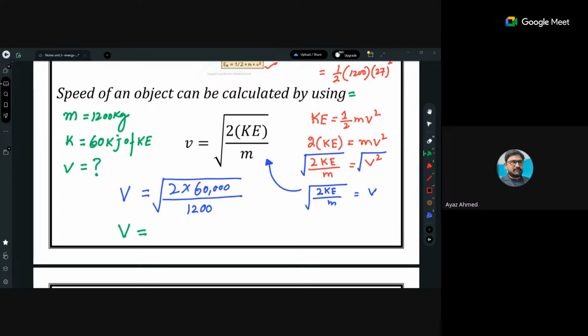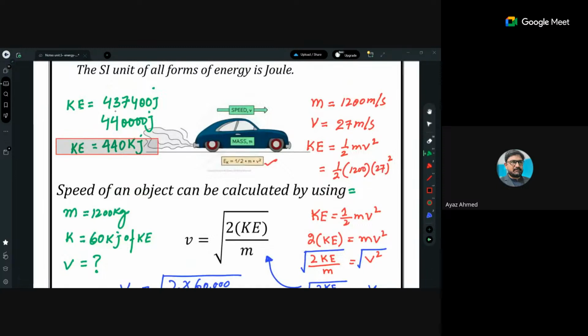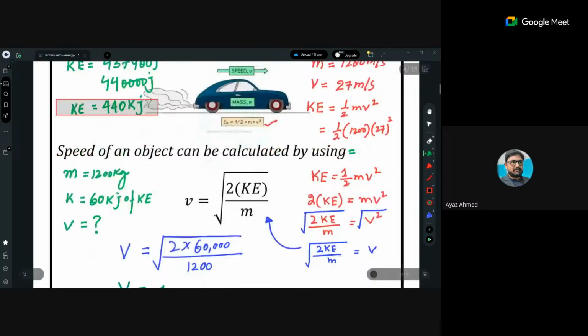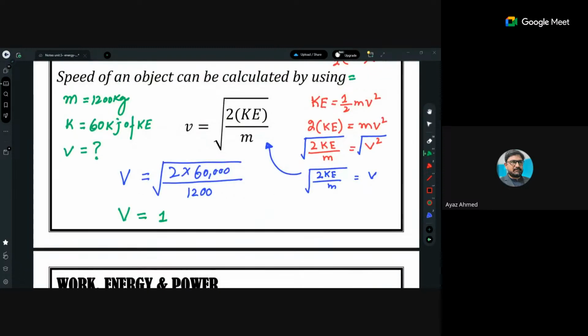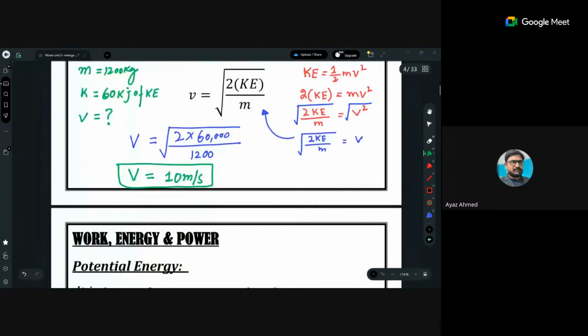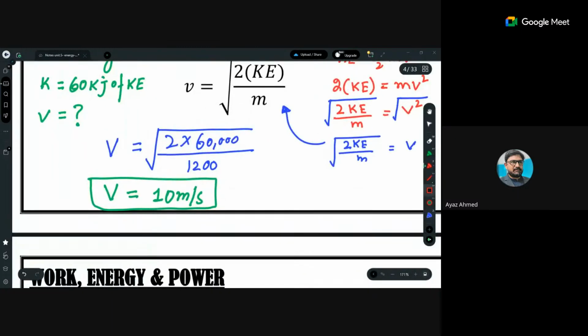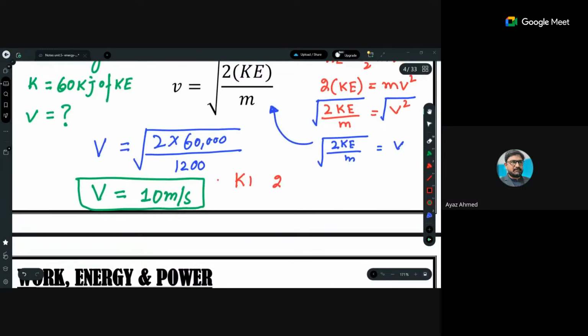Calculations, please. 10? Yes. Because when its speed was 27 meters per second, its kinetic energy was 440 kilojoules. Sorry, so it is 10 meters per second. That is the speed of your car. So just remember one thing simply, that for kinetic energy calculations, nothing is difficult. If speed is doubled, kinetic energy will be 4 times.